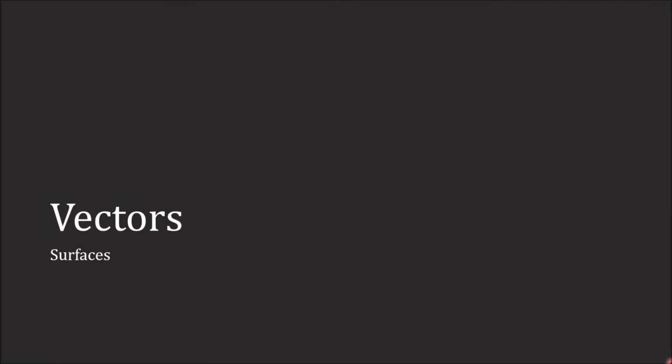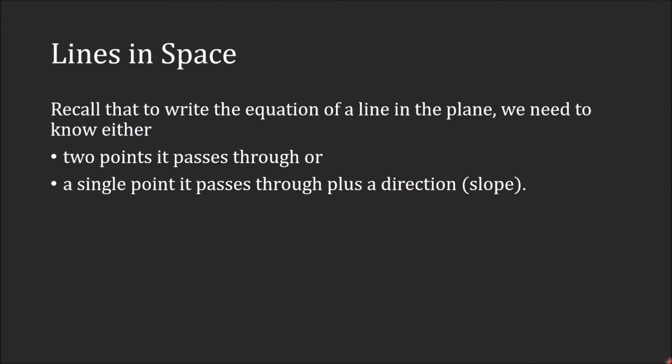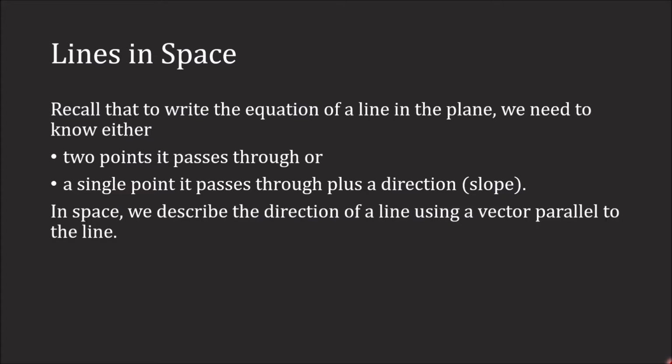We continue our study of vectors by looking at surfaces in space. So we start by looking at lines in space. Now recall that to write the equation of a line in the plane, we need to know either 2 points that it passed through, or a single point that it passes through, plus its direction. In the plane, that's the slope. So in space, we describe the direction of a line using a vector that's parallel to the line.